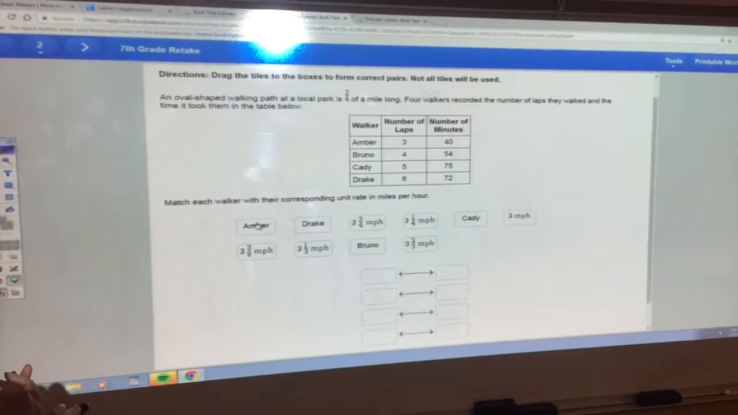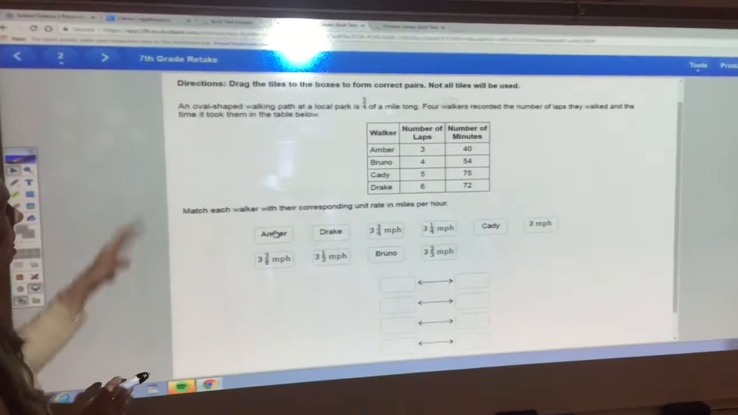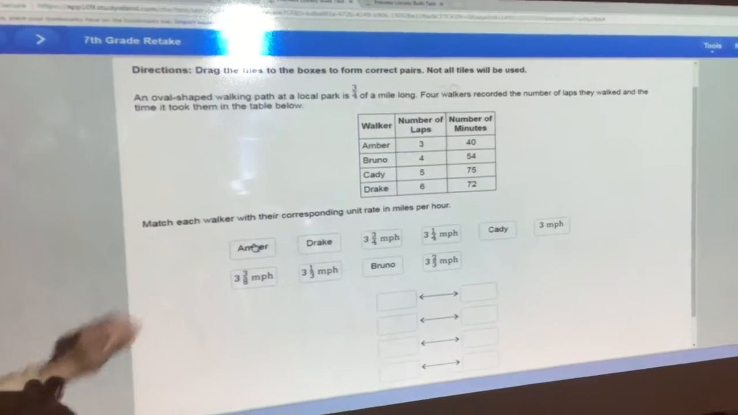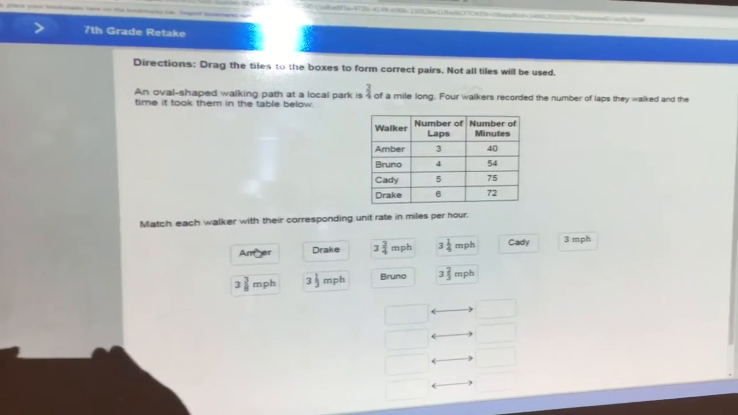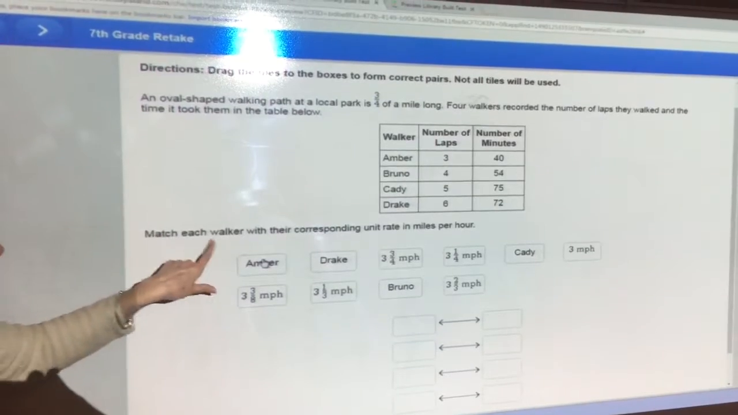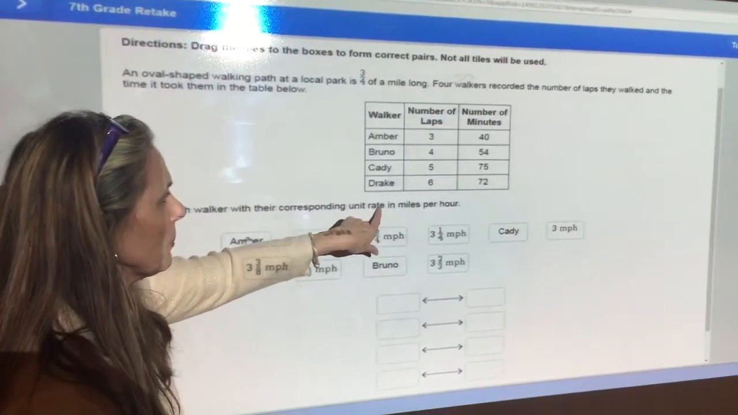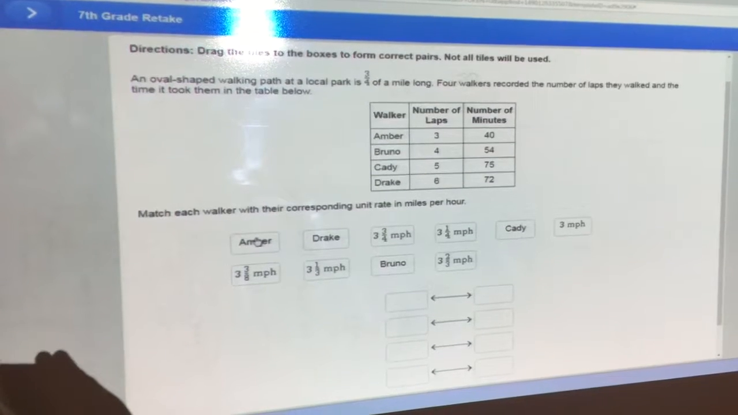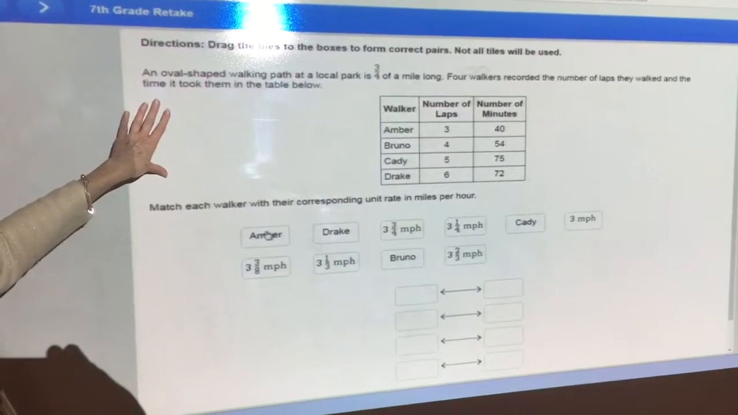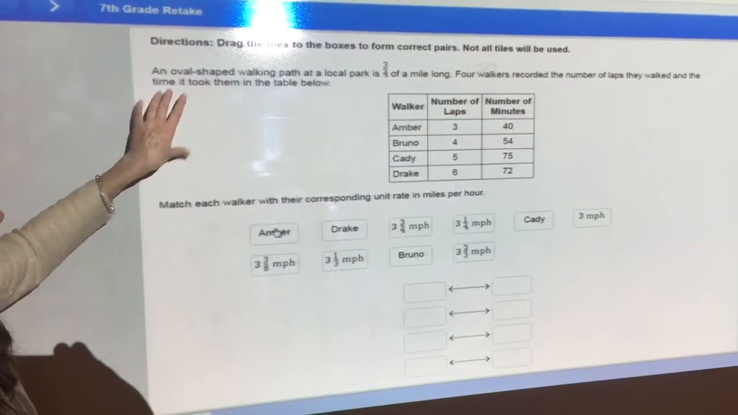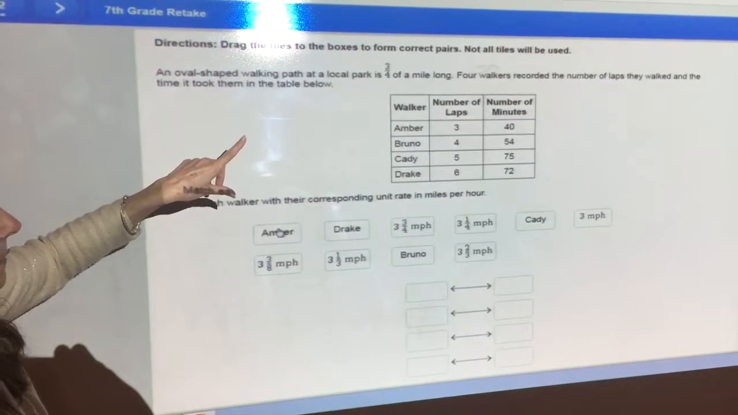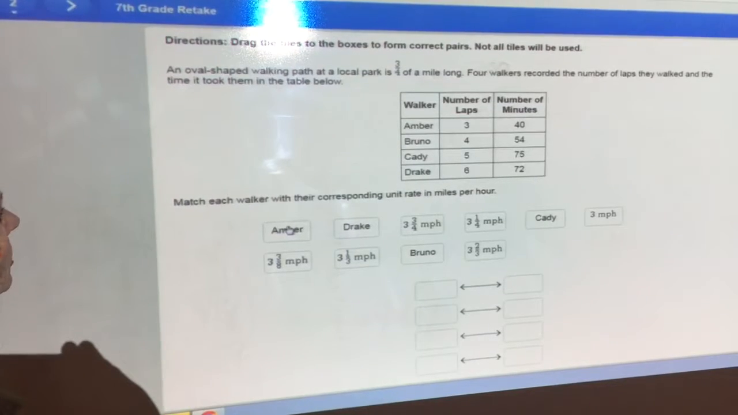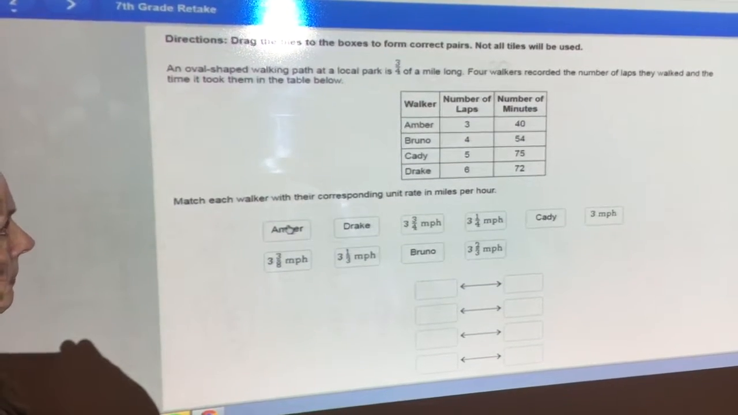This is a click and drag problem, and it looks like we have a story problem with a table and some answers down here that I need to match up. My task is to match each walker with their corresponding unit rate in miles per hour. So let's read it. An oval-shaped walking path at a local park is 3/4 of a mile long. 4 walkers recorded the number of laps they walked and the time it took them in the table below.